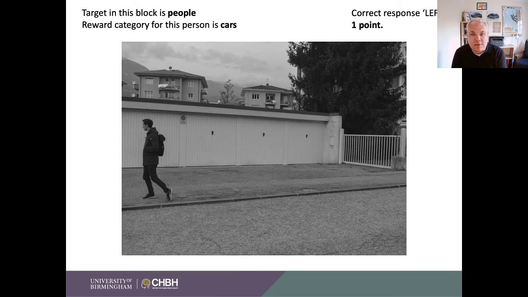So let's look at some scenes and think about what this means. Imagine that the target in this particular block is people. The reward category for this person is cars. This scene pops up. The scenes were presented very briefly, so they didn't have the opportunity to move their eyes. They stayed fixated. But what they have to do now is report the facing direction of the example of a person in this scene. If they correctly respond, yes, left, that person's facing left, they would receive 1 point for this trial because the target in this block is not the high reward category.